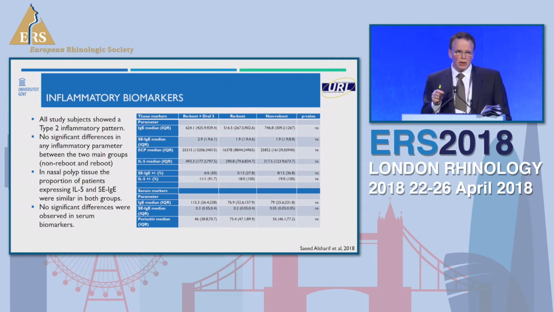But we made sure that all of these patients had the same type 2 inflammation. And there was no difference between any of these parameters. And here you see some of these parameters, because I always get the question, what can we measure in the blood? We can measure IgE, for example. We can measure eosinophils. We can measure periostin and other parameters. That helps us, and that will be more and more in the future, just from the serum to tell, is that a type 2 patient or isn't it?